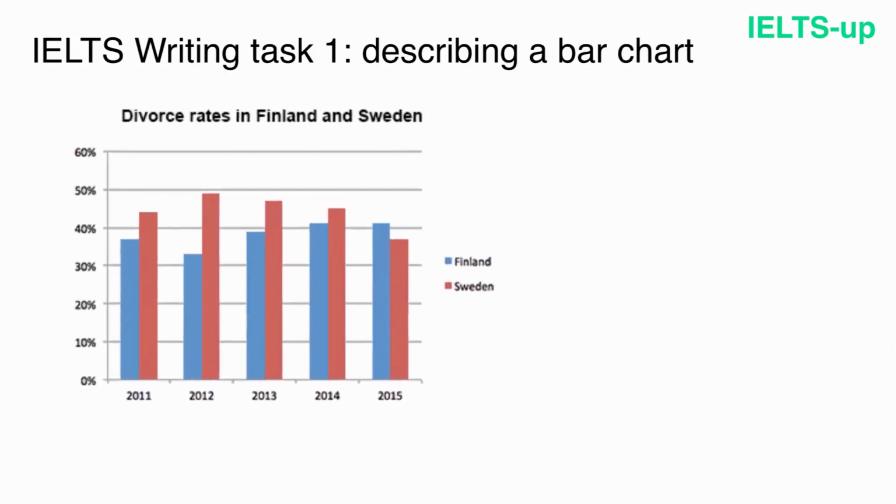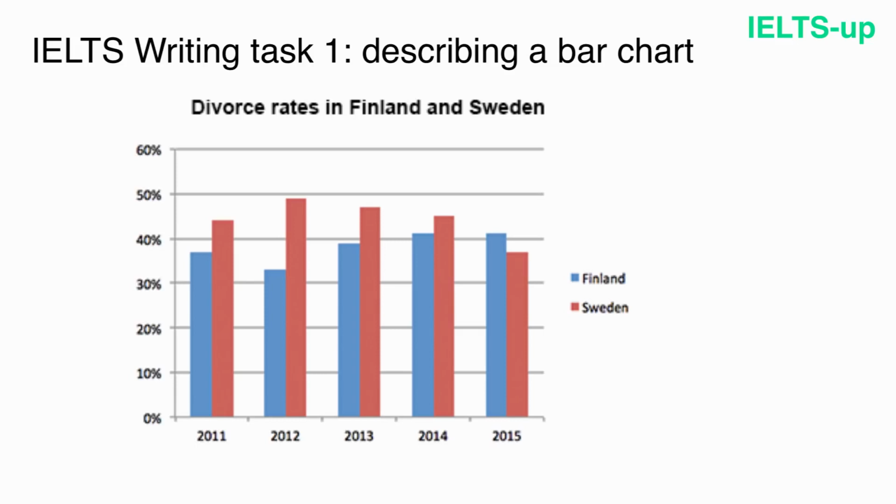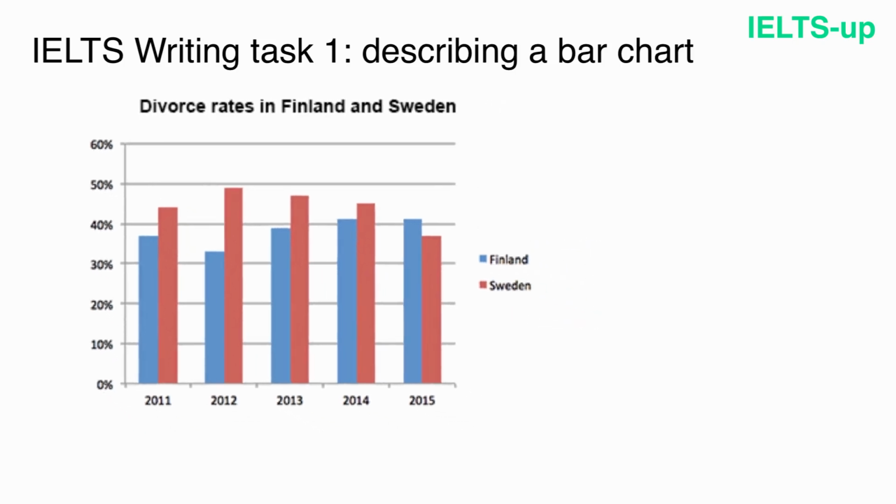Now let's look at the bar chart. What we can see. The name of our chart is Divorce Rates in Finland and Sweden. Down the vertical axis we have the percentages, and along the horizontal axis we have the years. Also, we can see that the information is provided for two countries. We've got Finland in blue and Sweden in red. That is our bar chart.